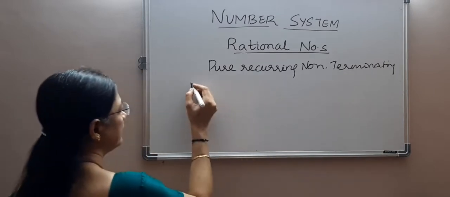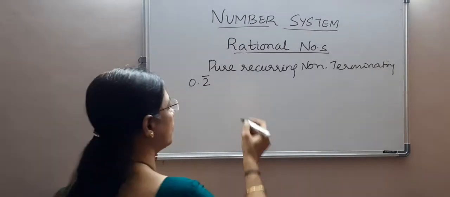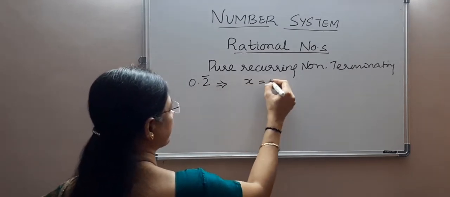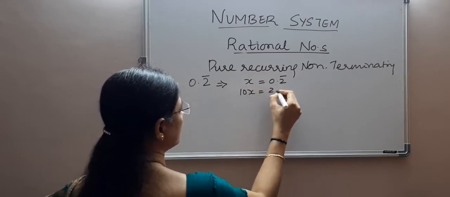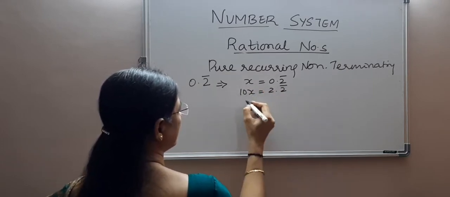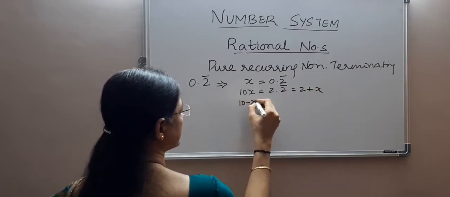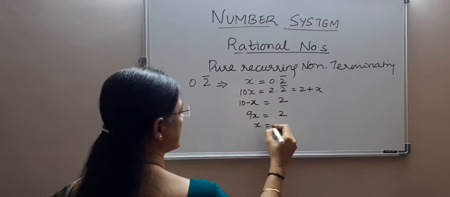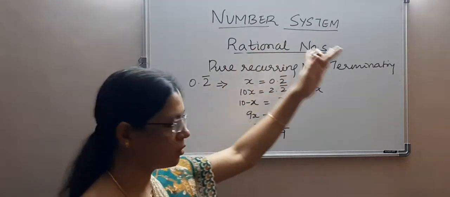So for example, let me take 0.2 bar, isn't it? 0.2 bar, I'll write it as x, and 10x is equal to 2.2 bar. Therefore this is 2 plus x, and I write 10x minus x is equal to 2, and 9x is equal to 2, or x is equal to 2 by 9. Now if you observe this, we have got all the results.